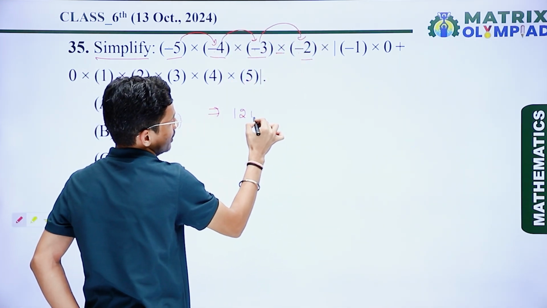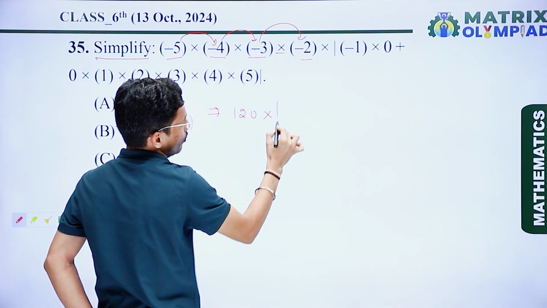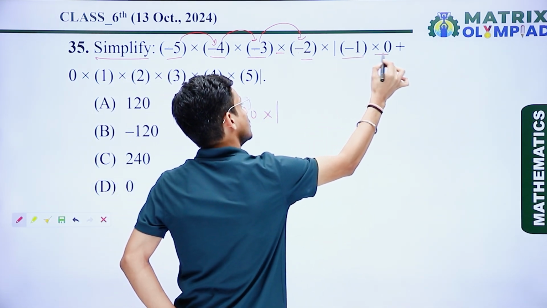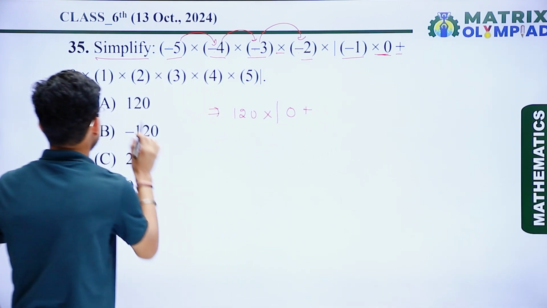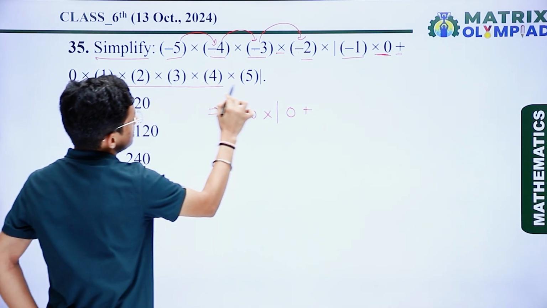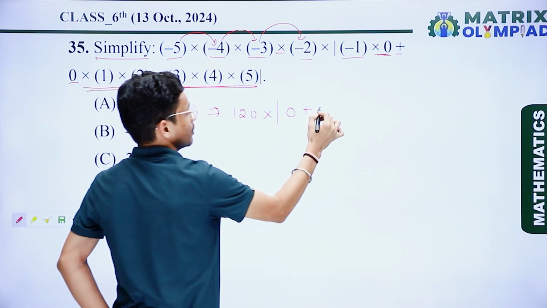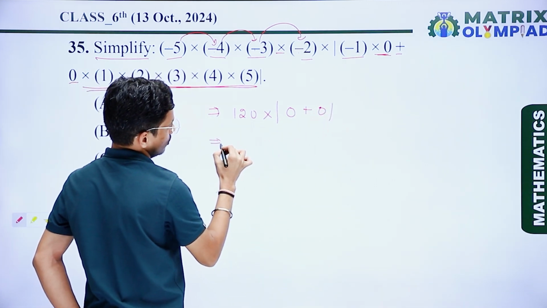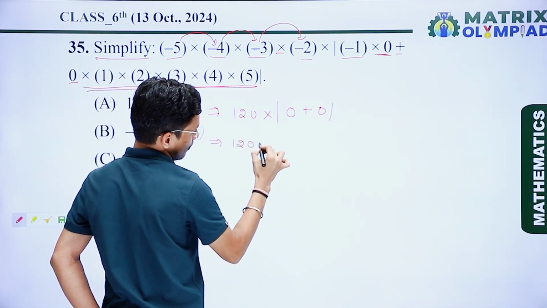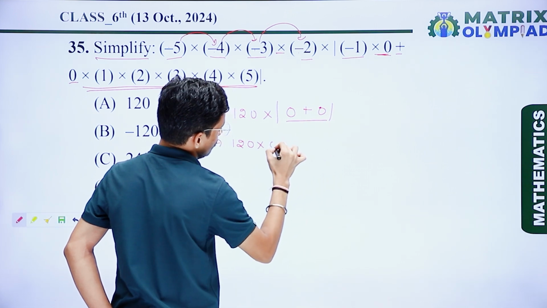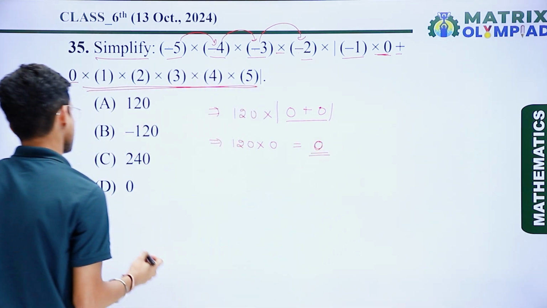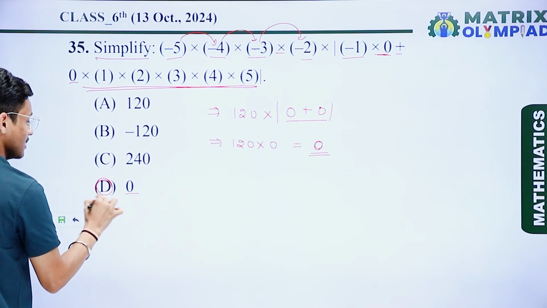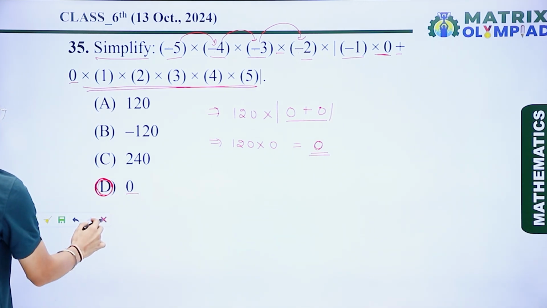So here I get 120 multiply by mod of minus 1 multiply 0, which is 0. Here plus, and if 0 is multiplied to all these numbers, then we get 0. So here 120 multiply by 0 plus 0, that is 0. So here I get the answer, that is 0. So check which option is correct. 0. Option number D is the correct answer over here.